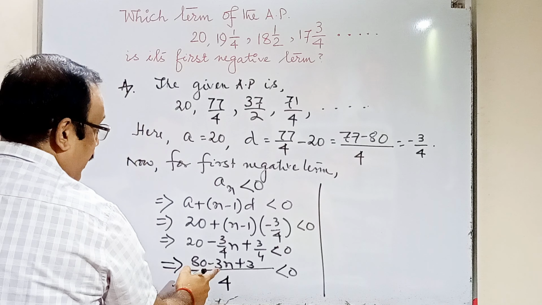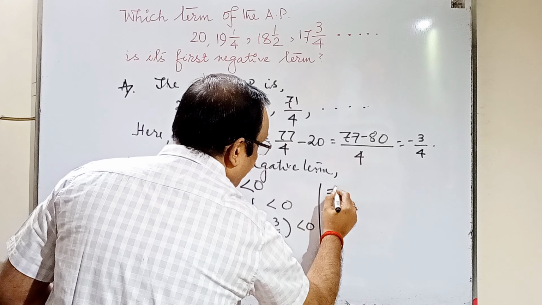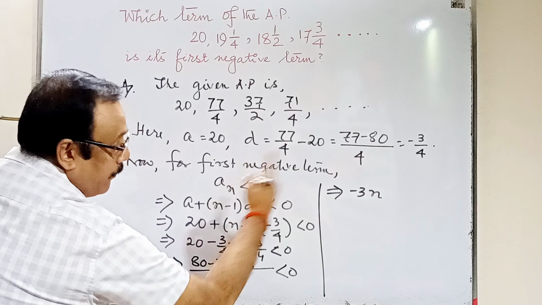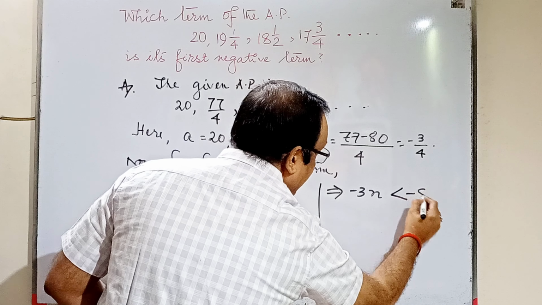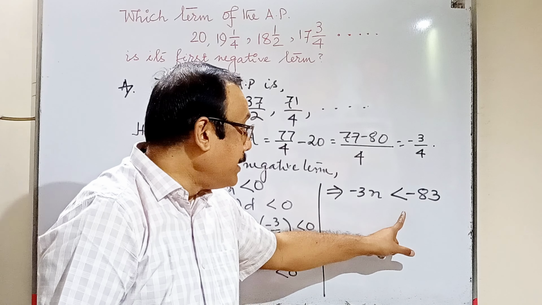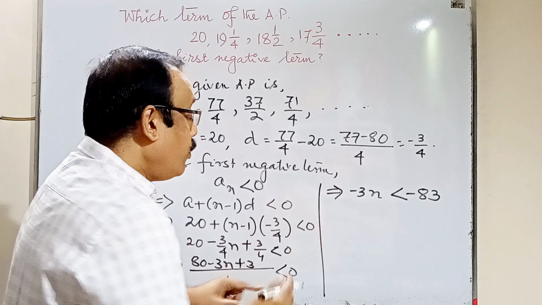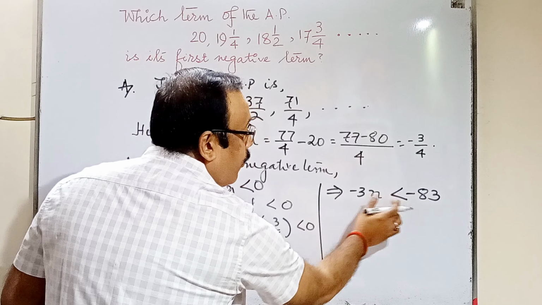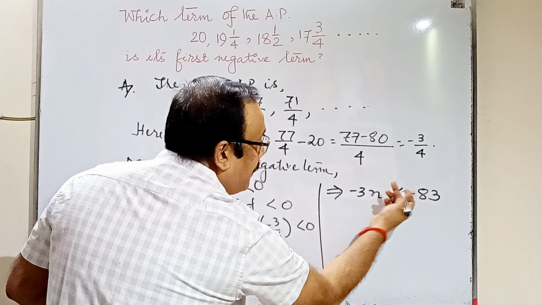So after this, minus 3n, 80 plus 3, 83 will go to that side. This will become minus 83. Remember, this is an inequation, we cannot cancel the minus. So we need to multiply by minus on both sides. If you multiply by minus on both sides, what will happen? The sign of inequality will change.